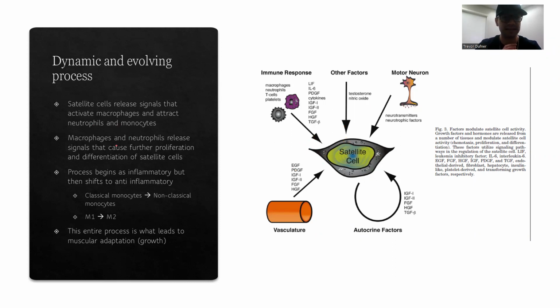Macrophages and neutrophils release signals that cause further proliferation and differentiation of satellite cells. So there's some perpetuation. Once they start to send signals, they begin to send signals back to each other. They say, oh, you see we're damaged too? Let's tell even more people that we're damaged. And they go, oh, you see that we're damaged too? Let's tell even more people. It's the same idea that's occurring there.